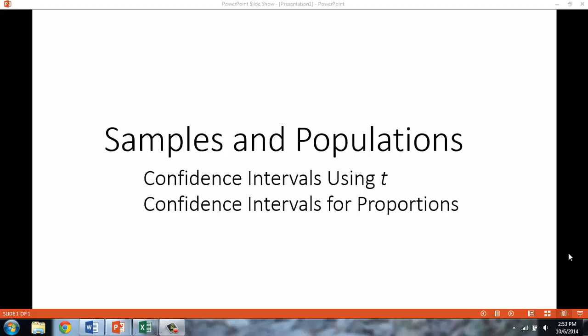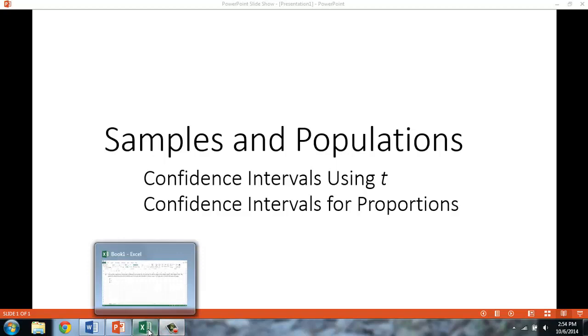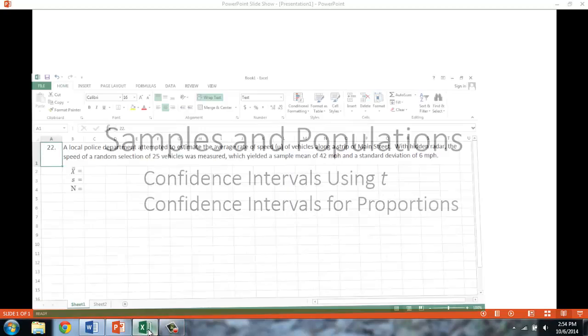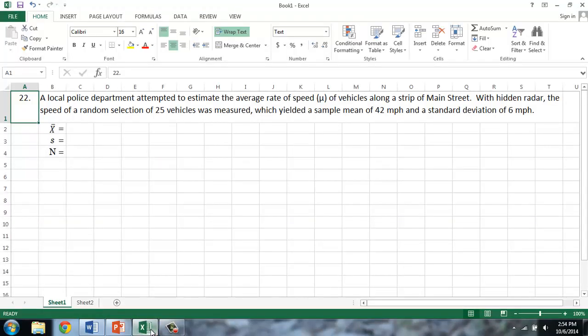In this video, we'll cover generalizing from samples to populations. Specifically, we'll go over confidence intervals using the t-distribution and confidence intervals for proportions. We'll start with confidence intervals using the t-distribution. And as an example, I'll use question number 22 from chapter 6 of your textbook.